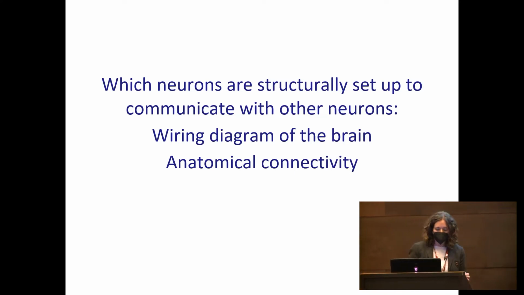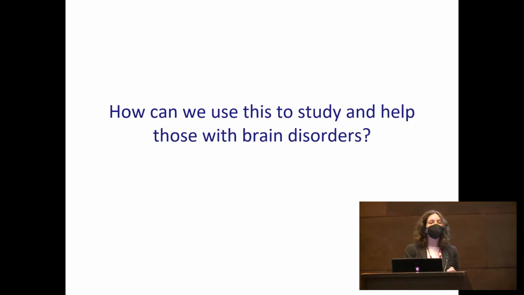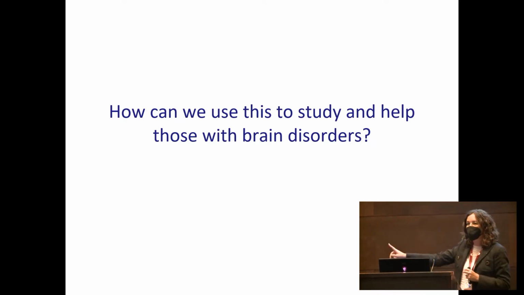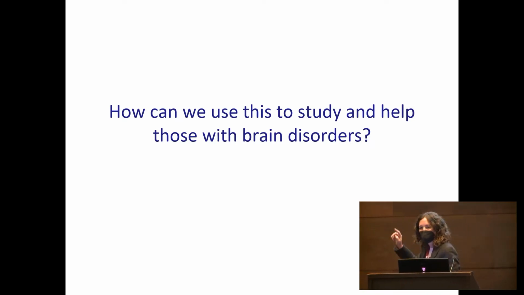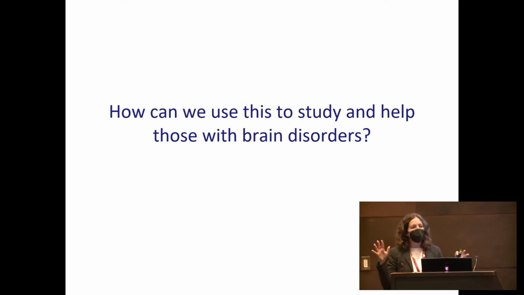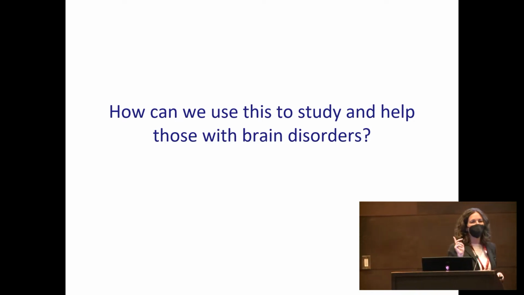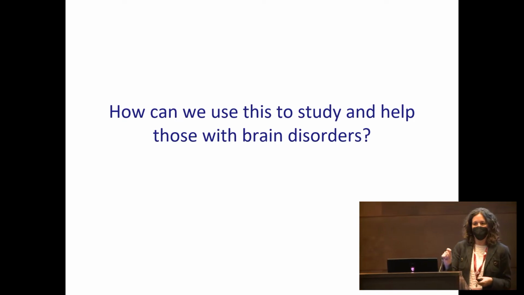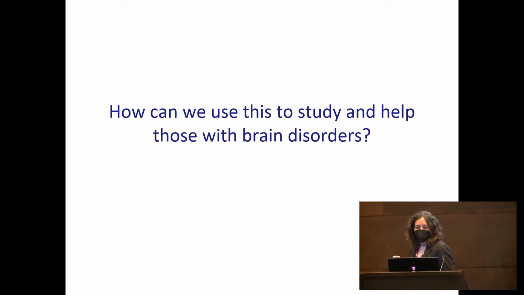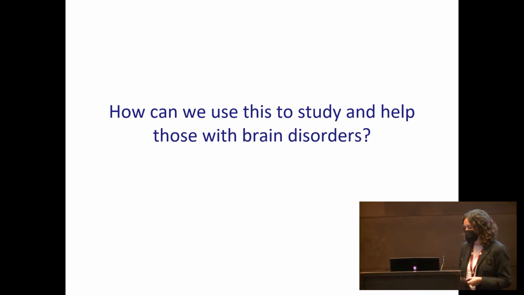All right, so I'm interested in anatomical connectivity. Who could possibly care about that? You're going to talk to neuroscientists here today who study the coolest behaviors, the coolest thought processes, and what I'm talking about here is like the brain's blueprint. And maybe to you that sounds really boring, but I promise that it has a lot of useful features to it, and I'll walk you through a couple of ways that it's useful. So the question that I ask is, how can we use this, meaning the wiring diagram of the brain, to study and help those with brain disorders?